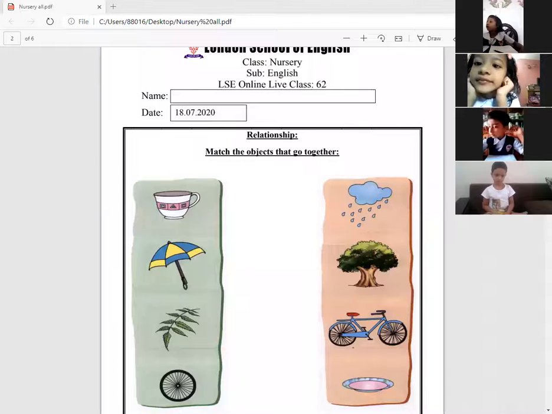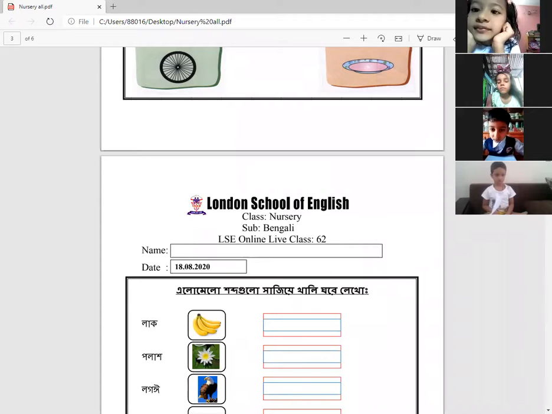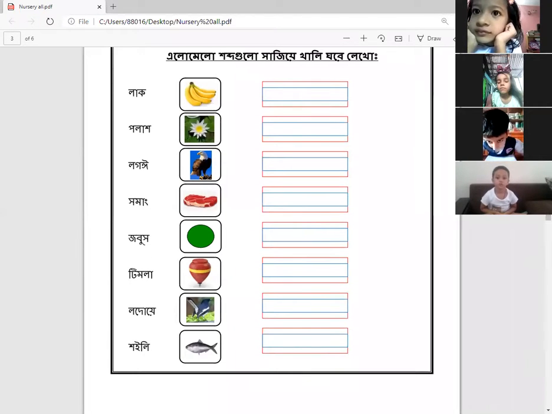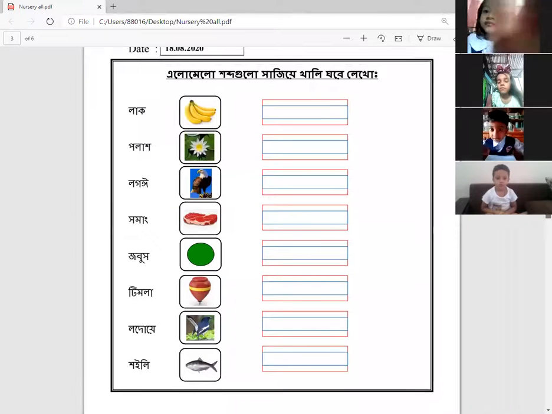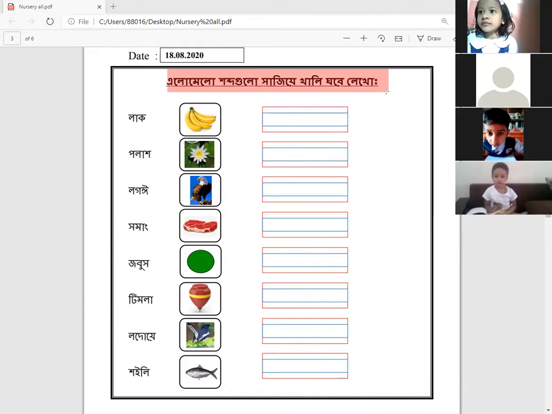Let's take our today's Bengali worksheet. Here is our Bengali worksheet. Wow. Are you clearly seeing your Bengali worksheet? Yeah. Okay, the topic name is Elo Melo Shabdo Gulo Shajiye Khali Ghore Likho. We have some Elo Melo Shabdo in here.